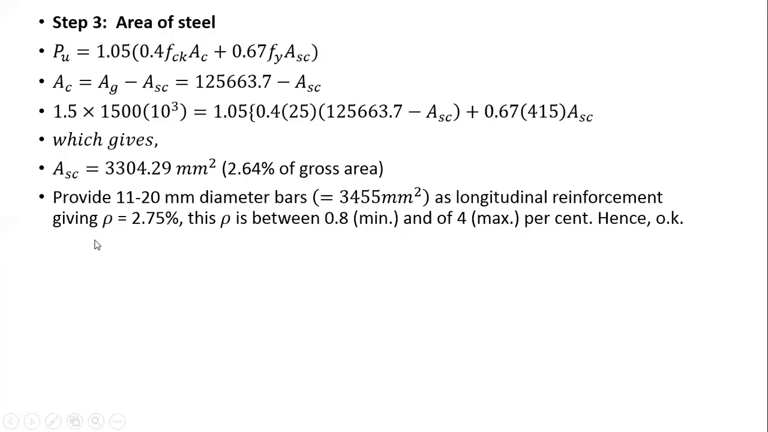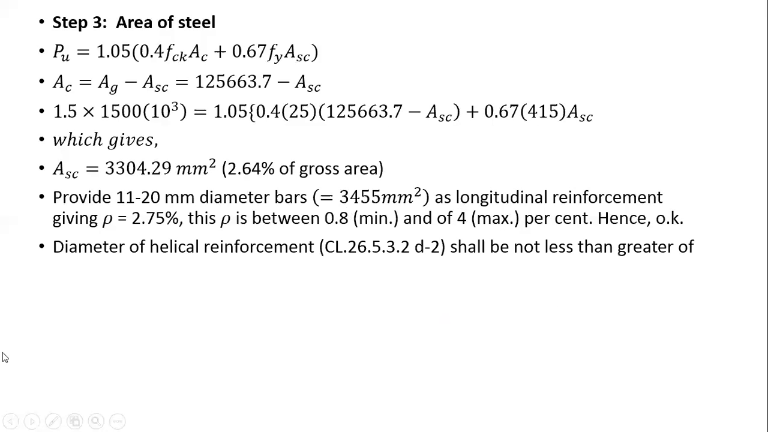When you provide this much area, rho comes out to be 2.75%. This rho is between 0.8%, your minimum, and 4%, your maximum, hence it is okay. Next is to calculate the diameter of helical reinforcement. So one part is over: I have to provide 11 longitudinal bars of 20 mm diameter, and the percentage of steel comes out to be 2.75%.